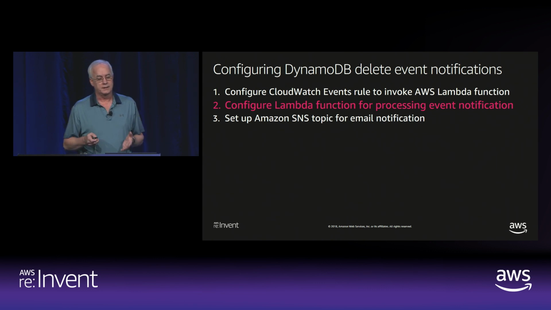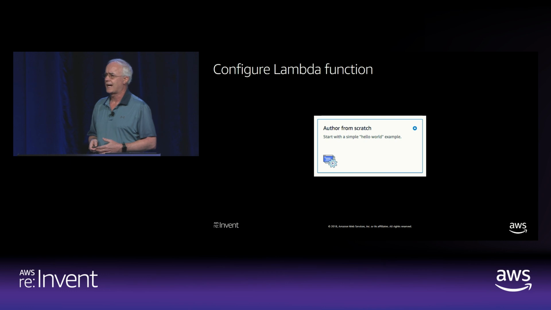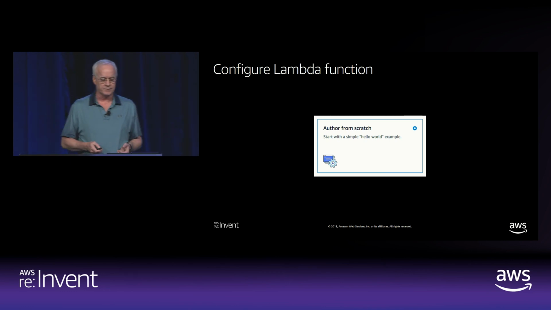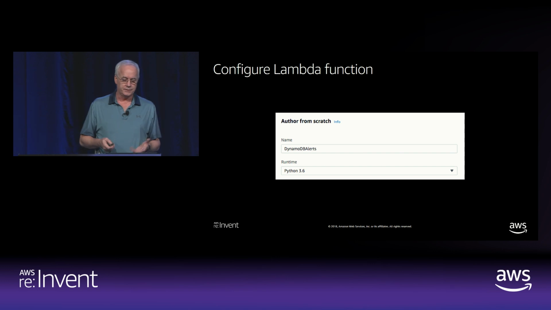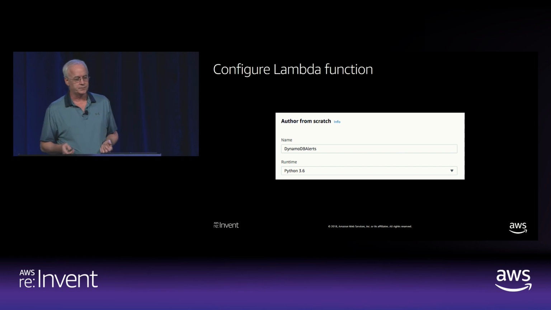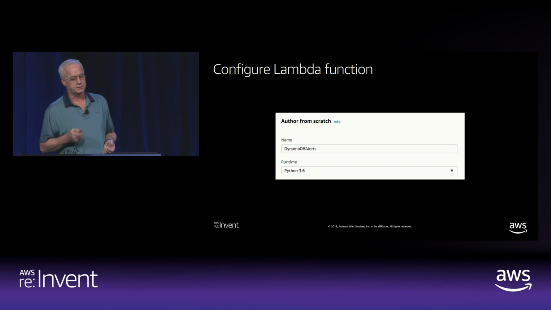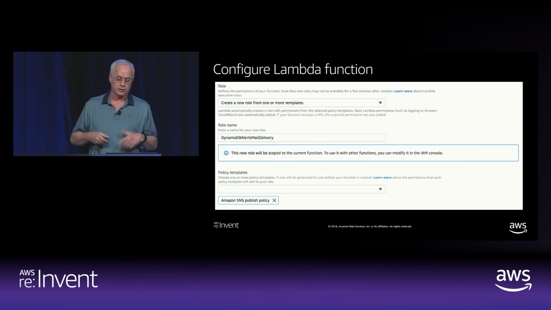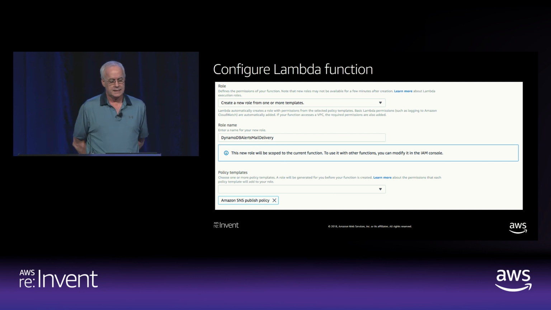So now I have the SNS topic set up. I go to Lambda, and I want to configure a new Lambda function. I'm going to author the Lambda function from scratch. I choose to use Python. You have a number of different languages you can choose, but I chose to build this with Python. And I call this my DynamoDB alerts function, so it can alert me to different functions. I'm going to use this primarily for tracking deletes, but you can do it for whichever.